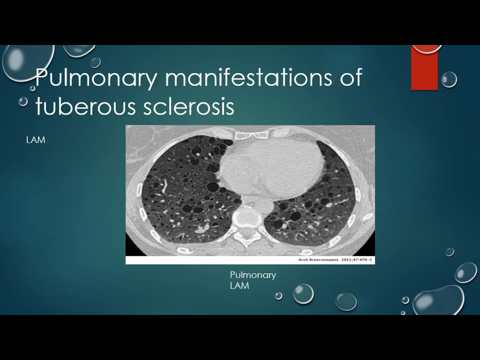Pulmonary manifestation of tuberous sclerosis. The pulmonary manifestation is characterized by multiple cystic changes, symmetrical in both lungs. These cysts are connected to the airway, and we prove it by their change in size during expiration on the CT. What is this called? Lymphangioleiomyomatosis. It occurs exclusively in females.